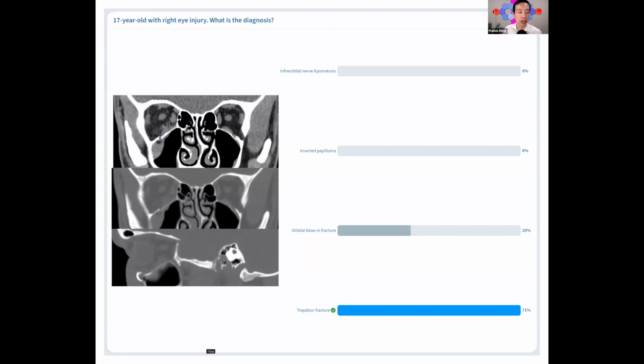And so it's important to recognize that this exists, and not to miss that there is a fracture, and that needs to be correlated clinically with exam as to whether they have any motility limitation, because if they did, then that would be an indication for repair, even though this is not significantly displaced.